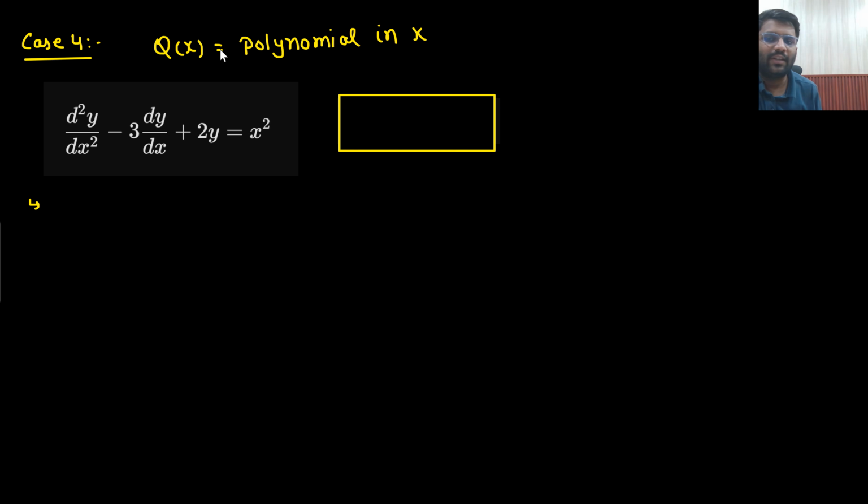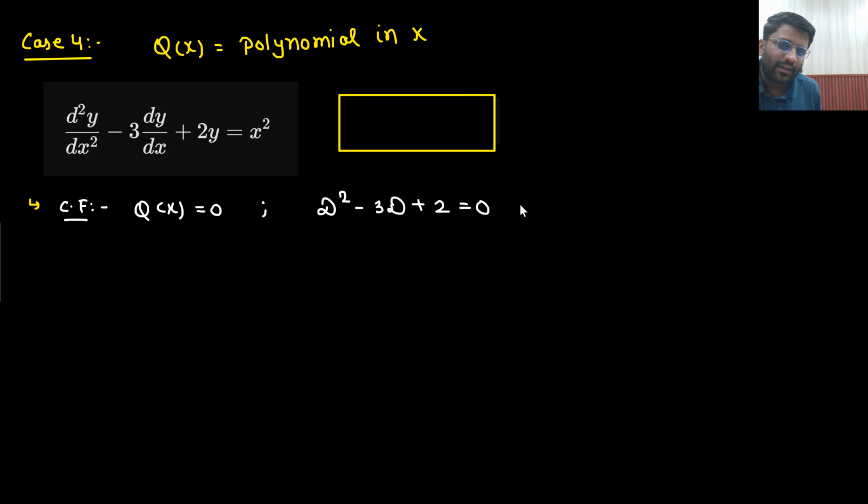So this time the functions would be polynomial in x. How to deal with these kinds of functions? The complementary function we can find out very easily. For the complementary function, q of x should be put to 0. If q of x is 0, that means D square minus 3D plus 2 will be my characteristic equation.